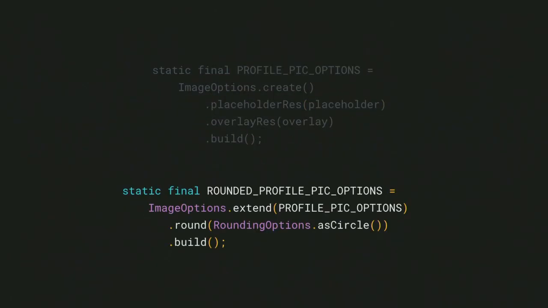And then we also have some rounded profile picture options where you can extend them. Another feature with image options is that you can extend from other given image options. So we would have a base style, for example, and then for the rounded version, we would just extend and add the rounding parameters.